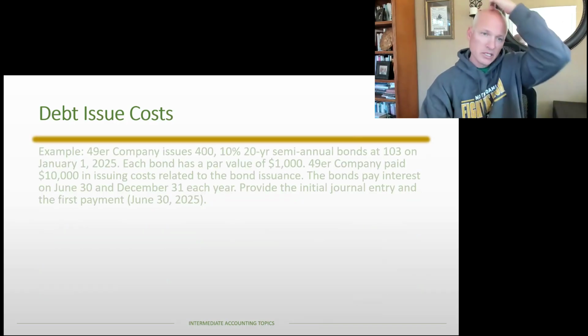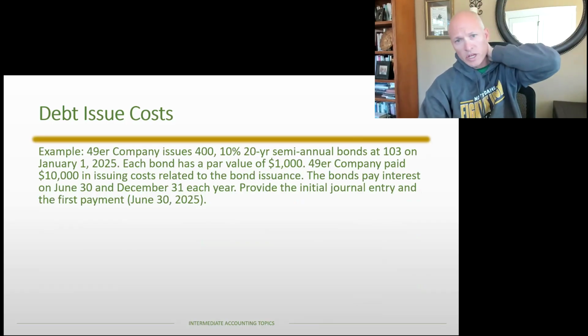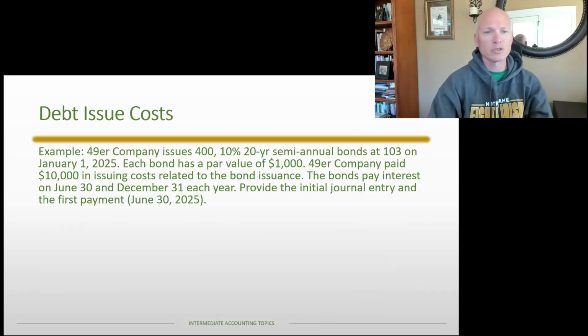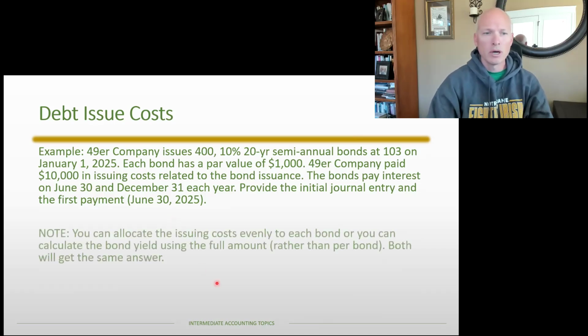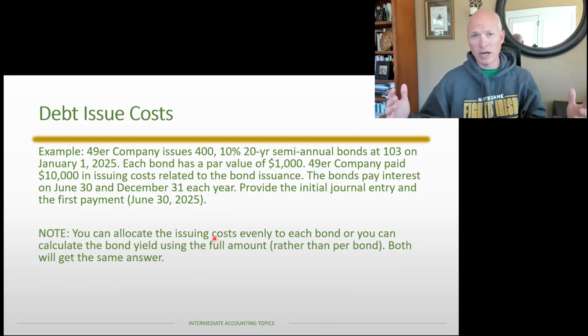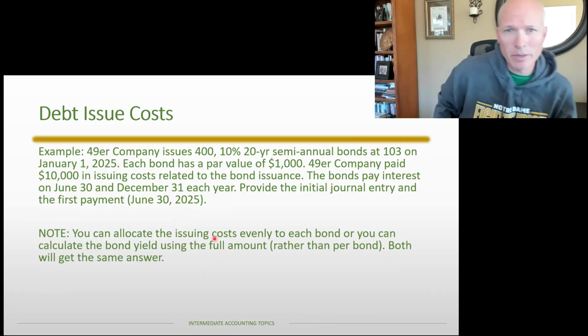In this example, they issue 20-year semi-annual bonds at 103, so it's issued at a premium, but there is a $10,000 cost to issuing the bonds. They're going to pay interest twice a year, and the rest of it's pretty standard. There are two approaches. You could allocate the cost to each bond, or you can do an aggregate calculation. You'll get the same answer no matter what.